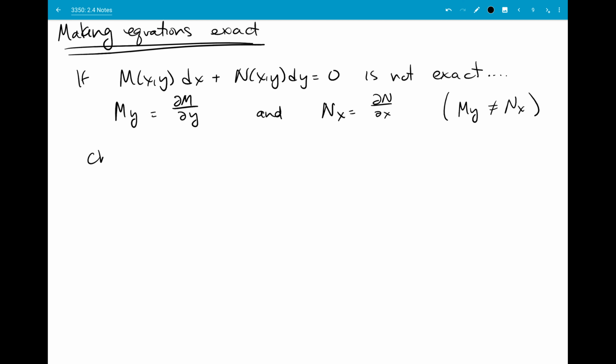So we're going to check two different formulas. M sub y minus N sub x over N, and N sub x minus M sub y over M.